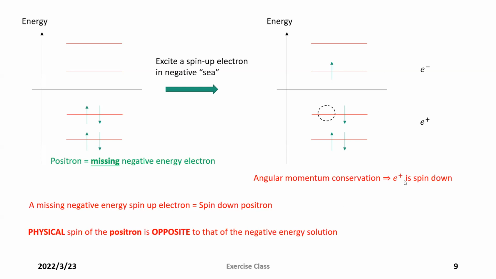Can you explain again how come the angular momentum conservation leads to the positron having spin down? So this picture is something like we put some energy into the vacuum and we produce an electron positron pair. So by angular momentum conservation, if the electron is spin up, then the positron should be spin down. Okay, I get it. Thank you.